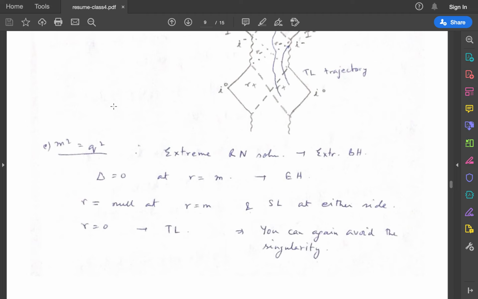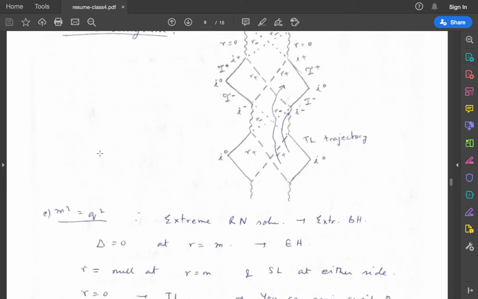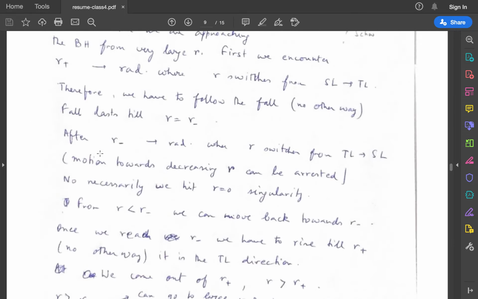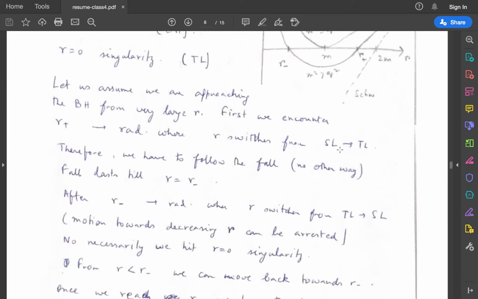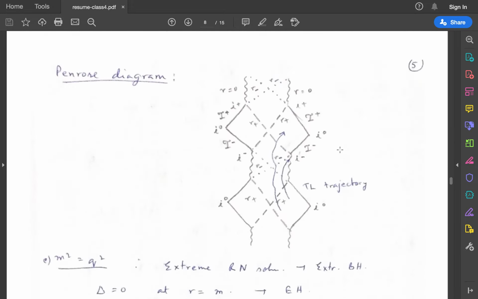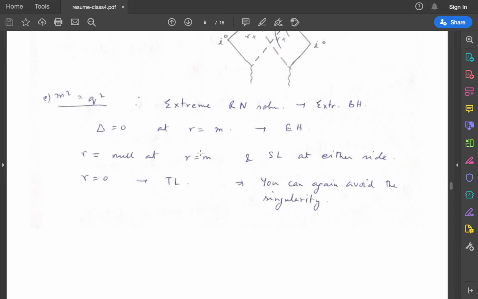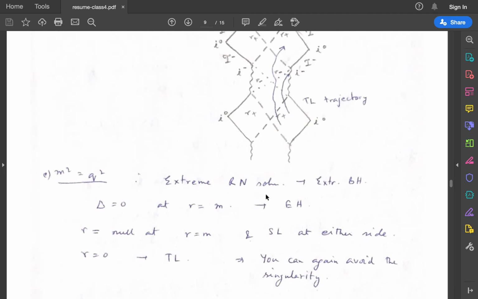So the last thing that I want to discuss is what happens with m square equal to q square. This is this path. Here, if m square equals q square, we only have one solution. Remember, delta equals 0 at r equal to m, which is the event horizon. The r coordinate is null at r equal to m, and space-like on either side. So we can arrest our fall. We can always choose going in this direction, but only one thing is restricted.